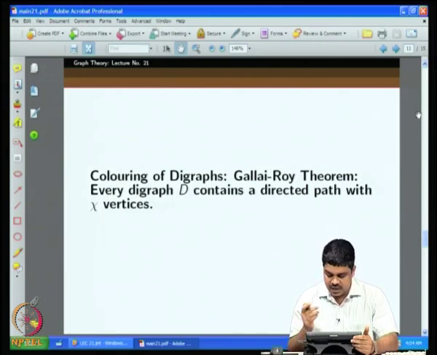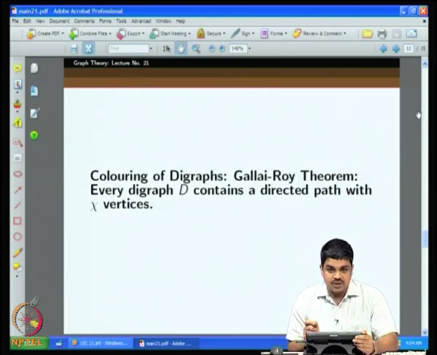So here is the Gallai-Roy theorem. It says every digraph D contains a directed path with chi vertices. So one should think whether, if we consider an undirected graph, this is true. Is it true that an undirected graph has a path with at least chi vertices?